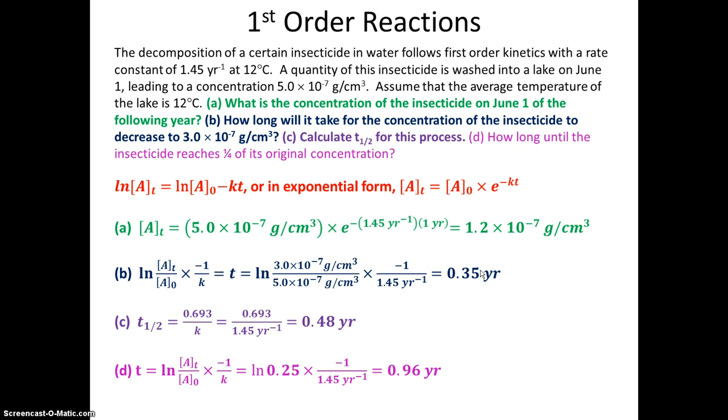Maybe this is the point where we're not worried about it at all anymore. If that's the case, we go back to our equation that we used in part B, and instead of putting in 3 times 10 to the minus 7 over 5 times 10 to the minus 7th, we just know it's going to be 0.25. The ratio of those two things will be 0.25, so we put in natural log of 0.25 times negative 1 over 1.45 per year, and that lets me know that I need to go almost a year. And that would make sense, as the 1.2 times 10 to the minus 7 that I saw for 1 year is just shy of 25% of my original value.